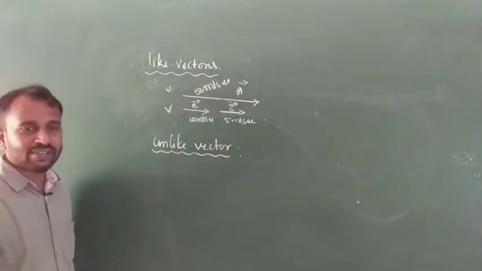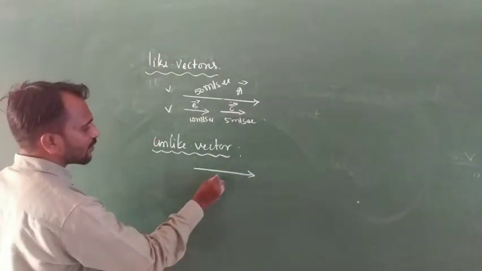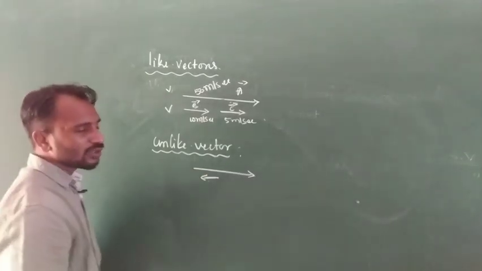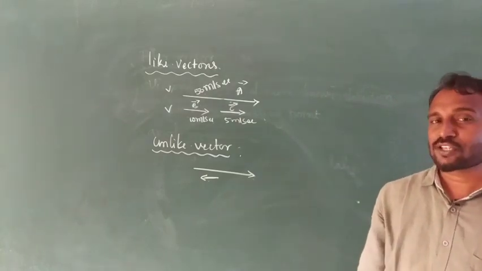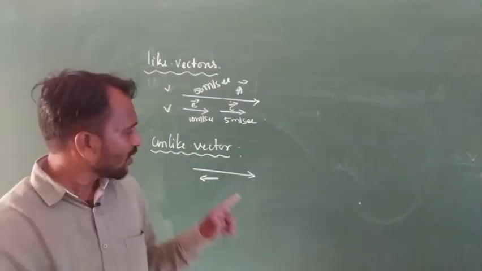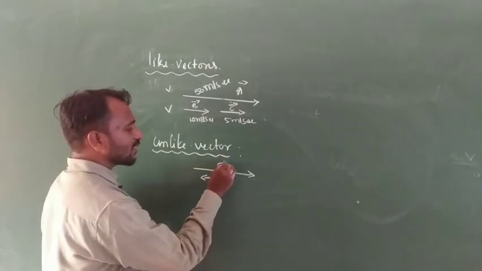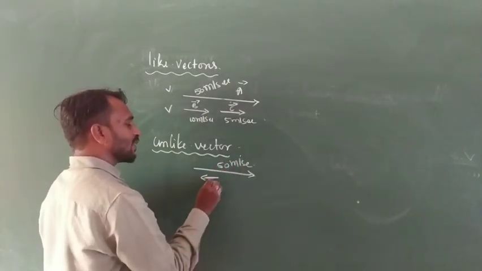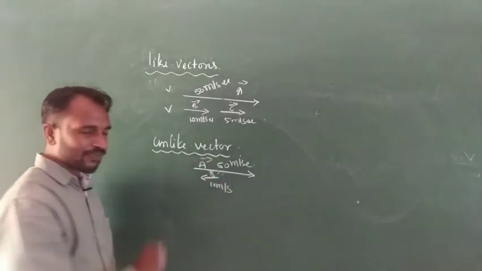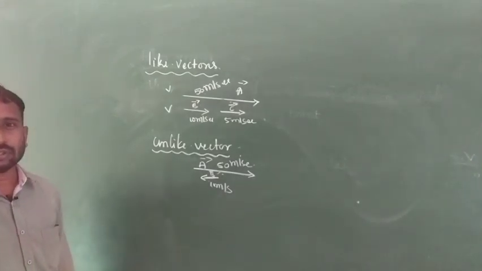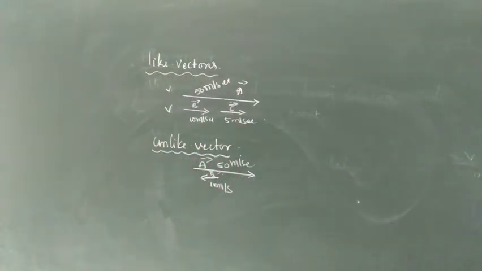Like vector, another one is unlike vector. Here we consider two vectors, both the same physical quantity, but the direction of these vectors changes, and these vectors are parallel to each other but of different magnitude. For example, here 50 meter per second, and this one is 10 meter per second. So this one is vector A and this one is vector B. Both are parallel to each other, but the direction of the vector changes, but both are the same physical quantities.